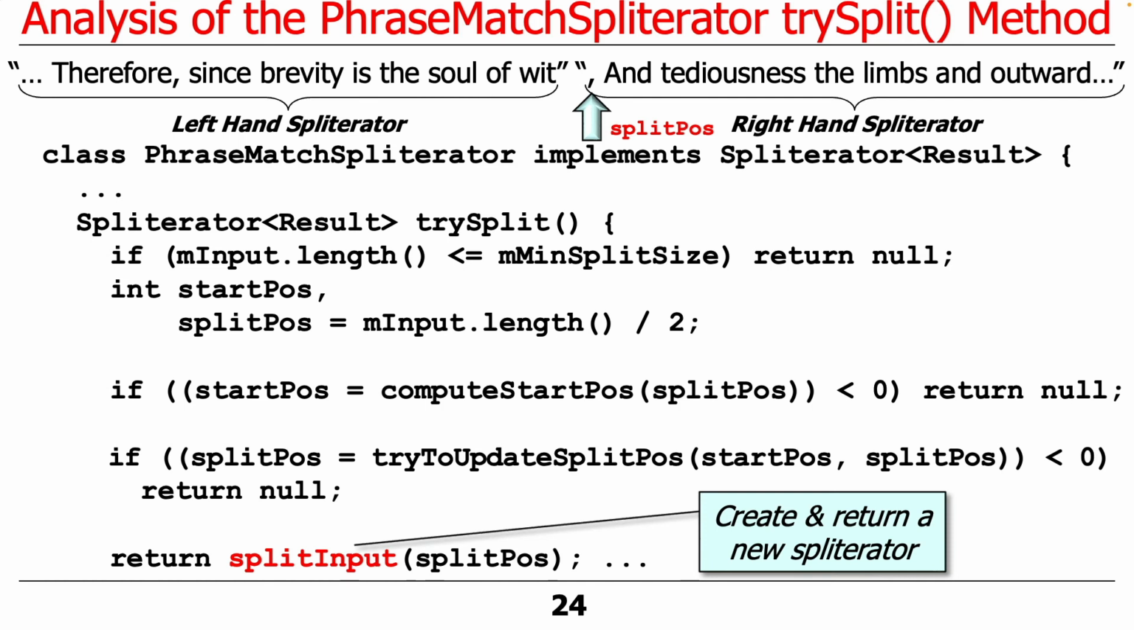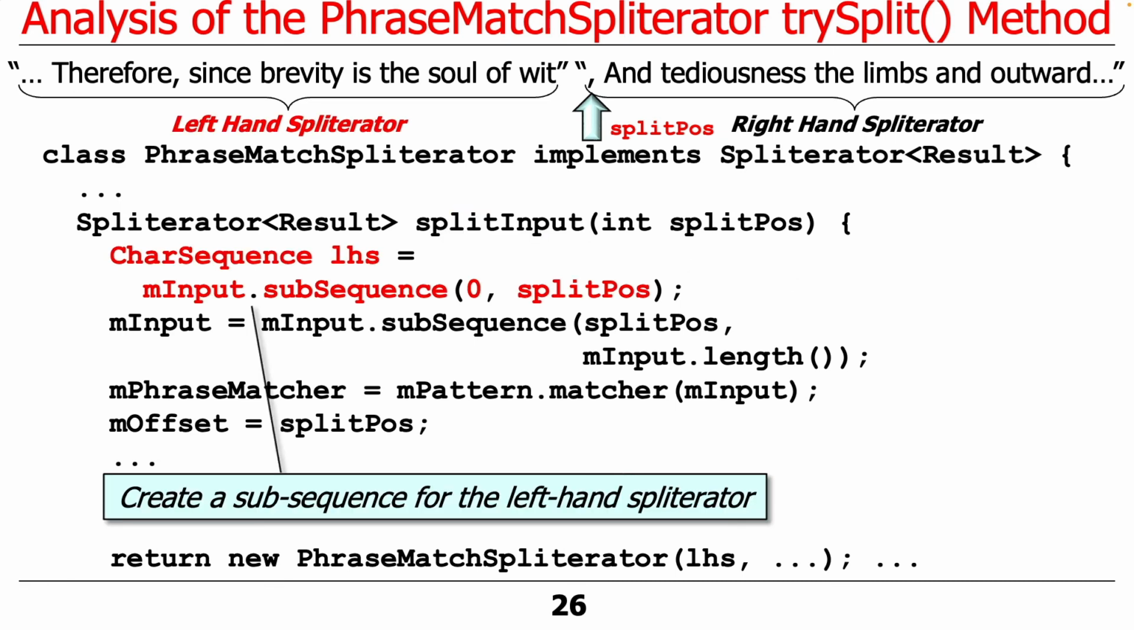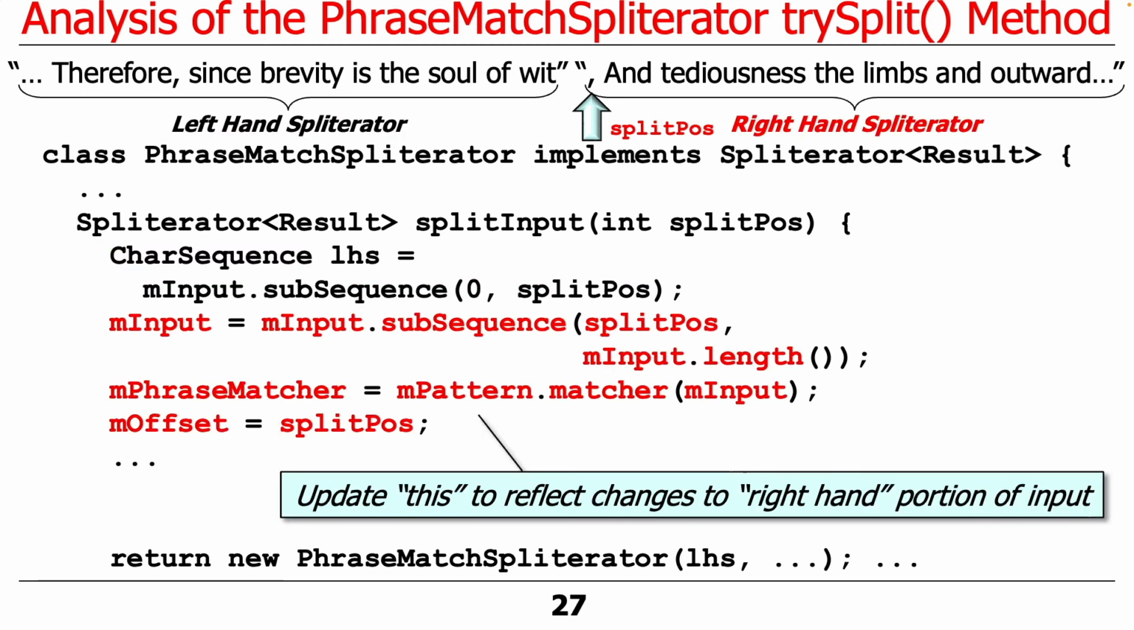And then we're going to use this other helper method called splitInput to split the input into a left-hand splitterator and a right-hand splitterator, which will then be further split or processed by tryAdvance. And here's what splitInput does. It takes the updated split pause, which now doesn't straddle the phrase we're looking for. It goes ahead and makes a subsequence of the input that covers the entire left-hand part from 0 to split pause. That's the left-hand part. And we then go ahead and update mInput, which is now going to point from the split pause to the length of the input. So it's going to be this entire right-hand part.